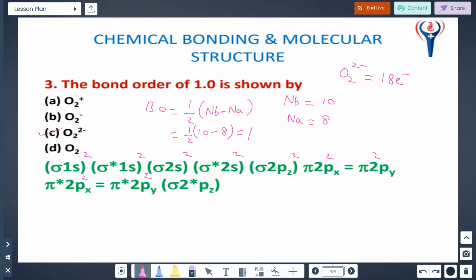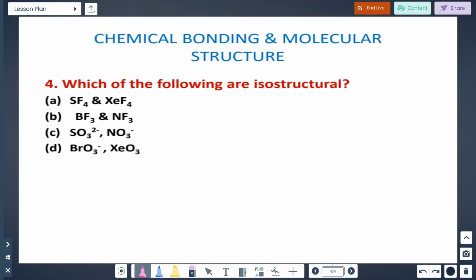In the examination we have to find out all the other answers, then only can we choose the correct one. Understood? Are you following? So you must know these arrangements, then only can we find out. Very simple. Next one. Which of the following are isostructural?